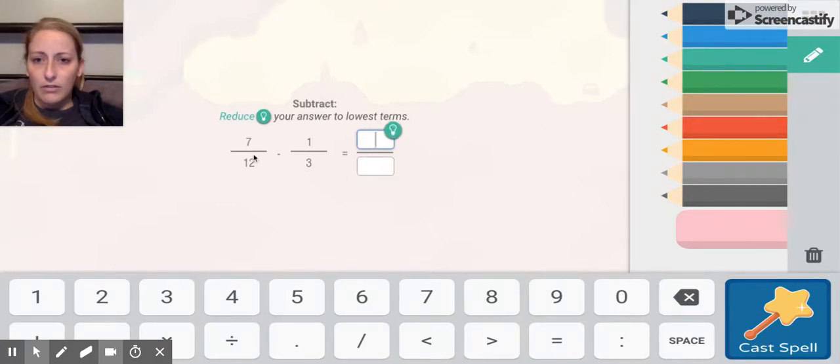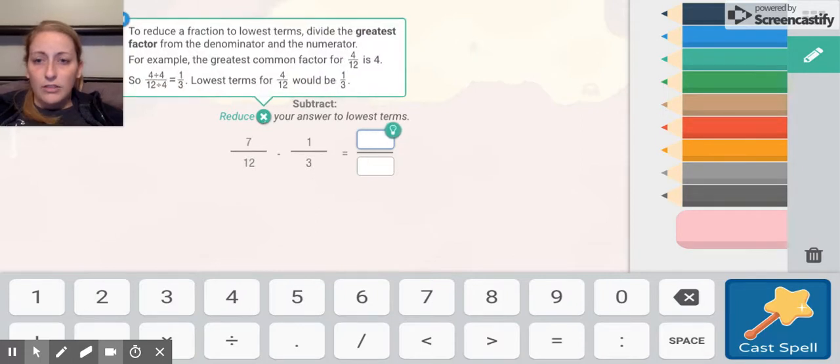I could go into subtract. Reduce your answer to the lowest terms. To reduce a fraction to the lowest terms, divide the greatest common factor from the denominator and the numerator. For example, the greatest common factor of 4/12 is 4. So 4 divided by 4, 12 divided by 4 equals 1/3. Lowest terms for 4/12 would be 1/3. Okay, so really we can say this is 4/12, so 7 minus 4/12 is 3/12, which would be 1/4.